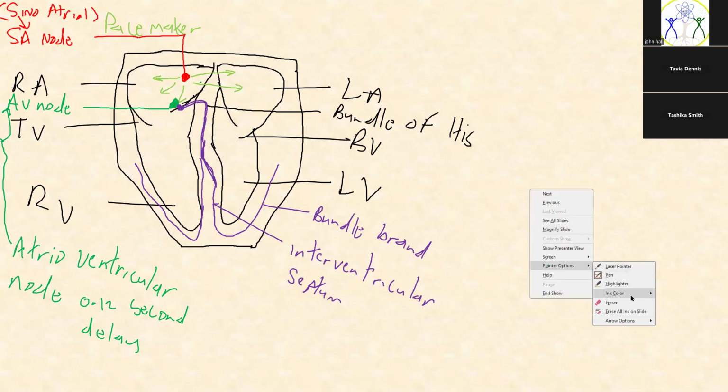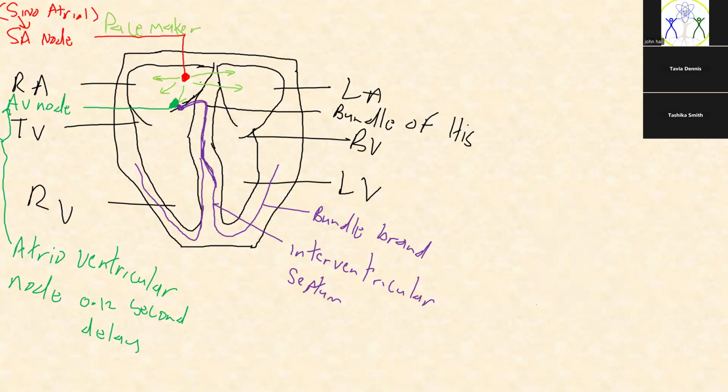Now, branching off of these branches, you're going to find these fine little extensions coming off like that. And these extensions that I'm drawing here are going into the ventricle muscle.